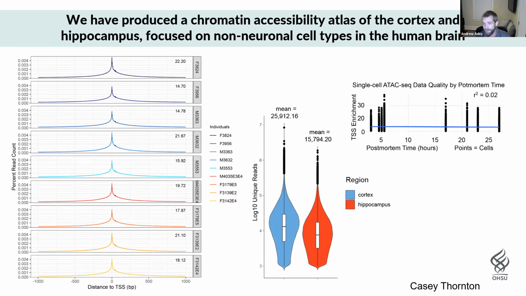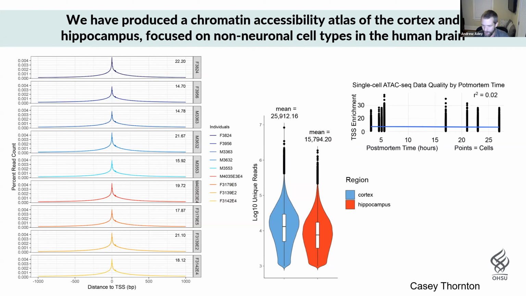As far as the quality in this assay, one of the things we've done a lot of is optimizing our assays to work really well on postmortem human brain tissue. We just really spent a lot of time focusing on that. And I think it's shown and proved to be successful because we've gotten pretty good TSS enrichment for all of these libraries, regardless of postmortem interval. So even individuals where the postmortem time is over a day, we're still getting a pretty similar TSS enrichment value, which is usually what tends to drop off.